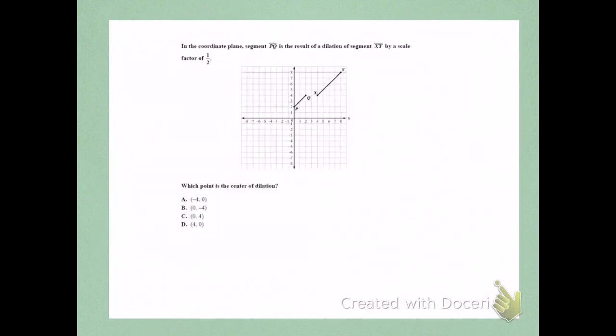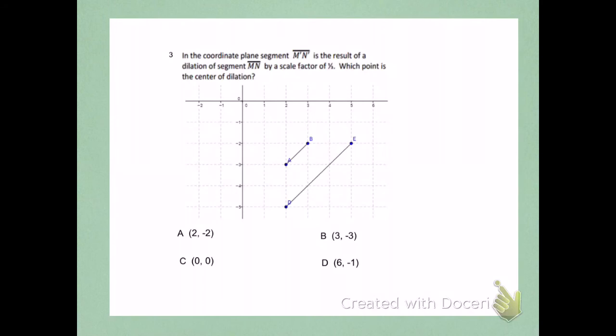In a coordinate plane, PQ is a result of the dilation of segment XY by a scale factor of 1/2. What is the center point of the dilation? So to do that one, you need to connect your corresponding points and find where they meet. So if I look and see where they meet, they're going to meet over here. So that's x coordinate -4 and y coordinate 0. You do this one.